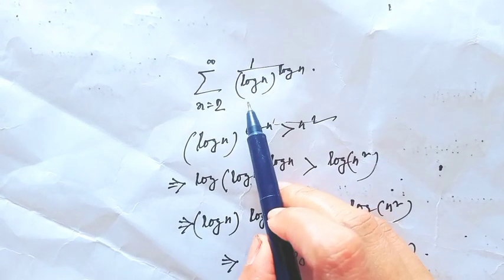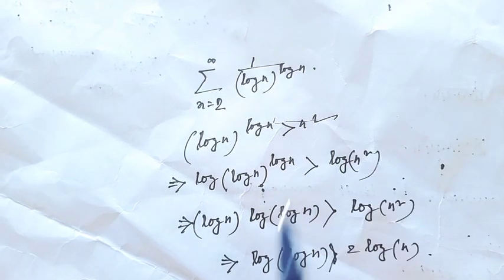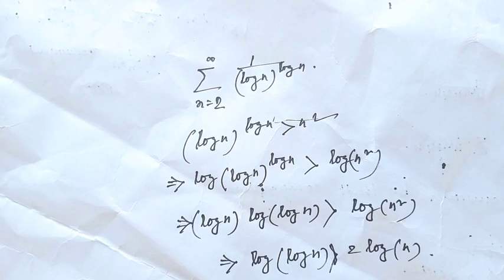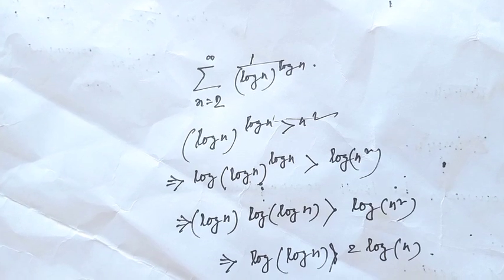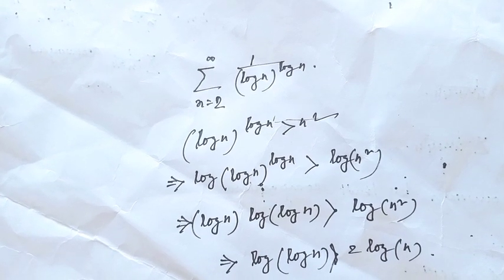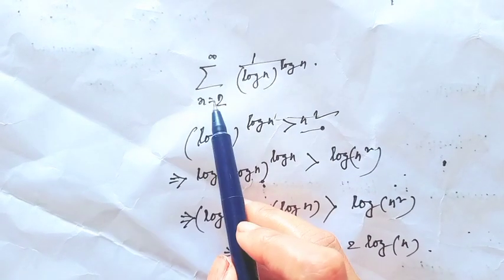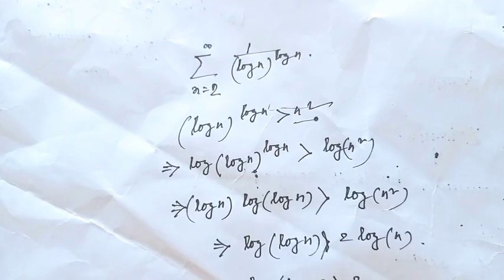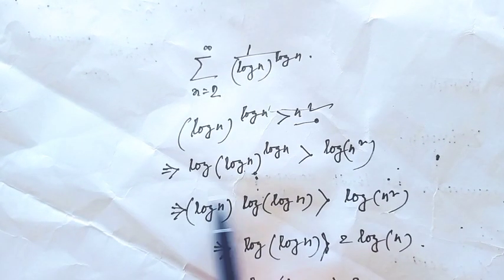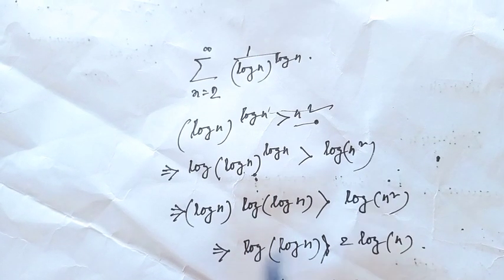Okay, next example I will see this series. Is this series convergent or divergent? Here also I will apply the comparison test. (log n) to the power log n is always greater than n square. And here the integration is for n equal to 2 to infinity. For this, apply log on both sides, then (log n) to the power log n is greater than log n square.